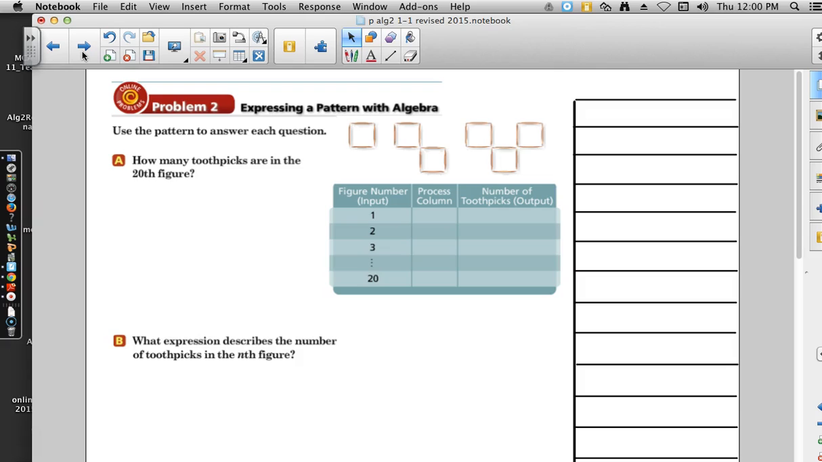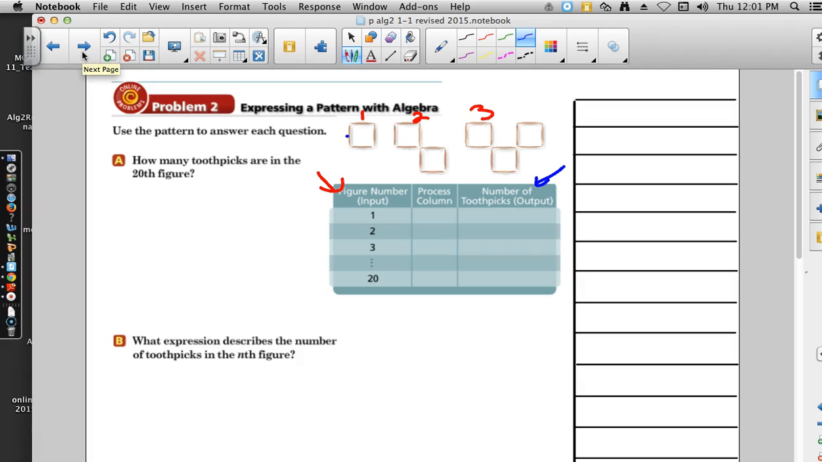On the next page it says use the pattern to answer each question. And the question for A is how many toothpicks are in the 20th figure? So what we want to do is use this table that says figure number, the process column, and the number of toothpicks, the output, and think about what we have here. So figure number. Well, this is figure number 1, 2, and 3. And they want us to look at the output, which is the number of toothpicks.